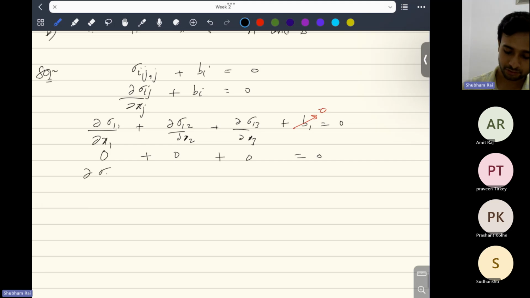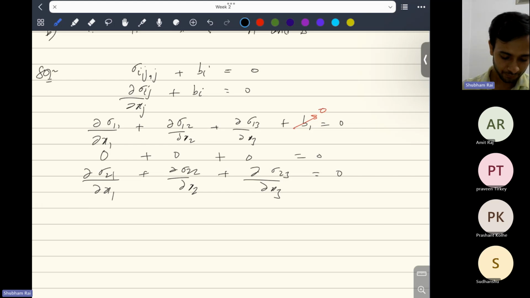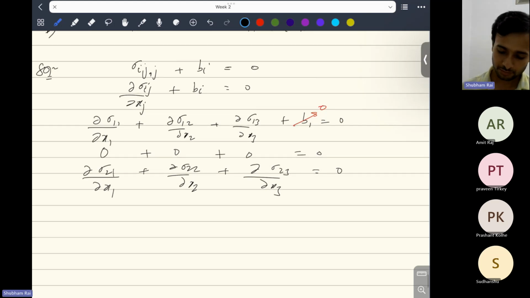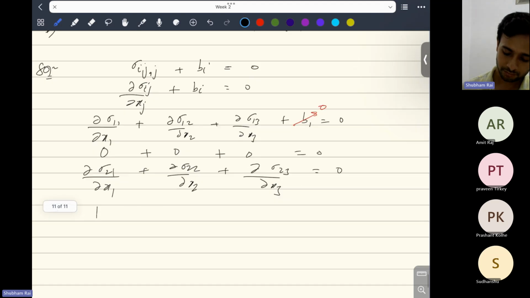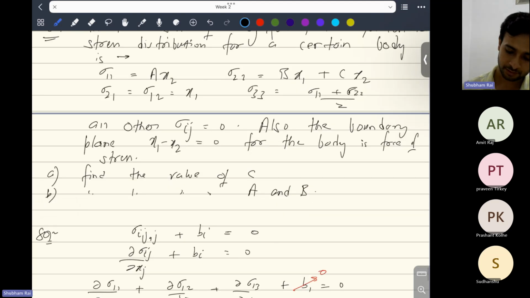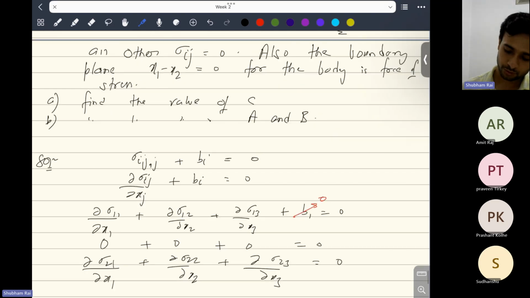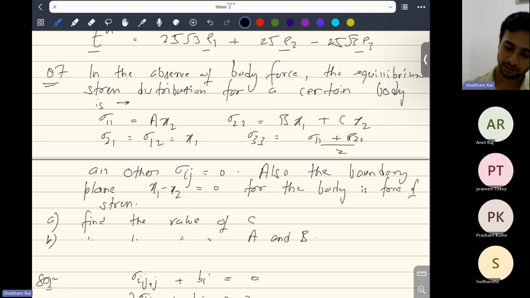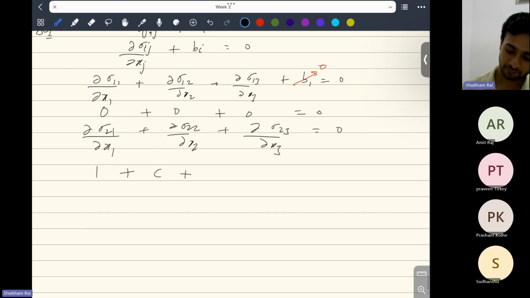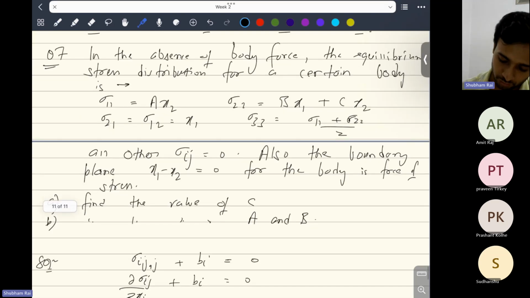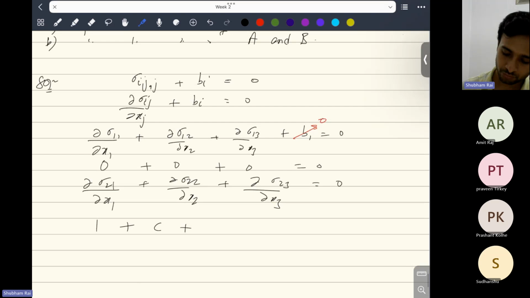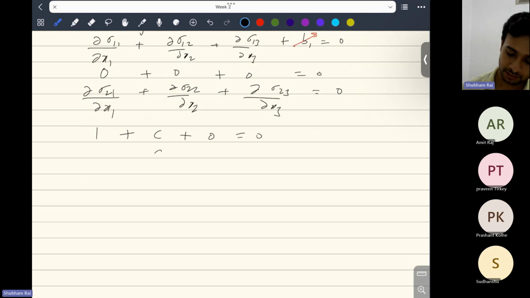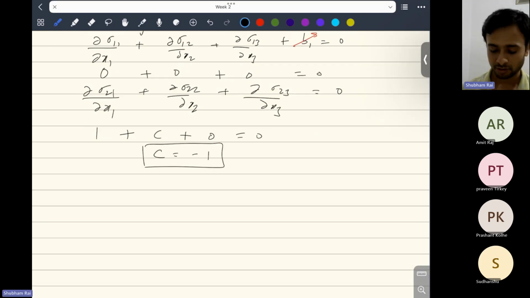So let's go to the second direction. Del sigma 21 over del x1, plus del sigma 22 over del x2, plus del sigma 23 over del x3 is equal to 0 because there is no body force. Okay. So del sigma 21 over del x1 is 1, because sigma 21 is x1 itself. Del sigma 22 over del x2 will be c. Here we have got something. Del sigma 23 over del x3: sigma 23 is 0 because all other stresses other than this will be 0. So 1 plus c equals 0, so c you have got as minus 1. And you will not get anything from the third equilibrium equation. You can try.